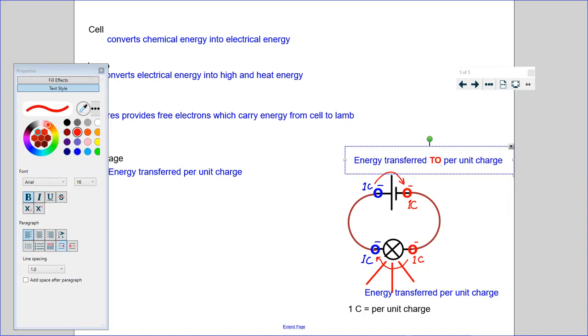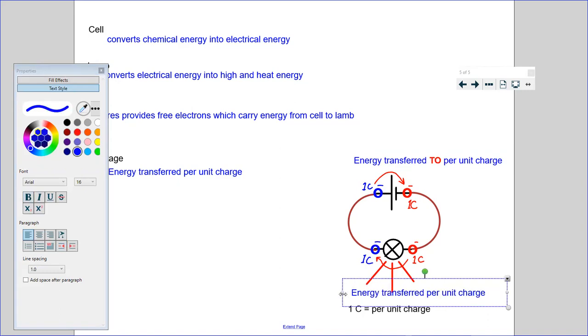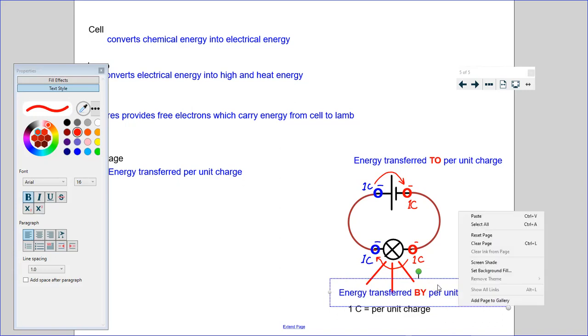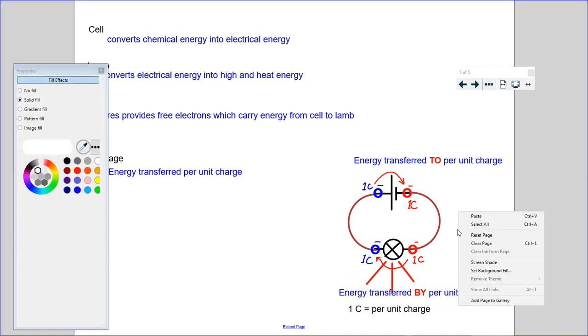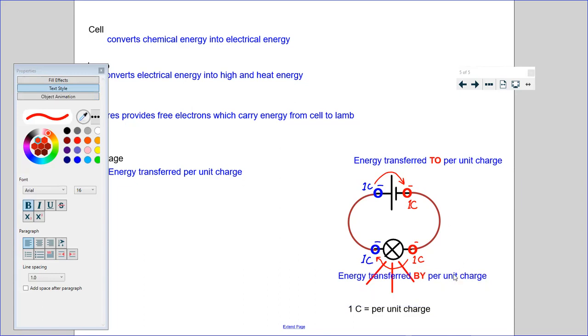It's 2, and at the cell it's by. Is it clear? Can you explain? The cell supplies energy, or transfers energy, to the charge. Whereas at the lamp, energy is transferred by the charge. Got it?